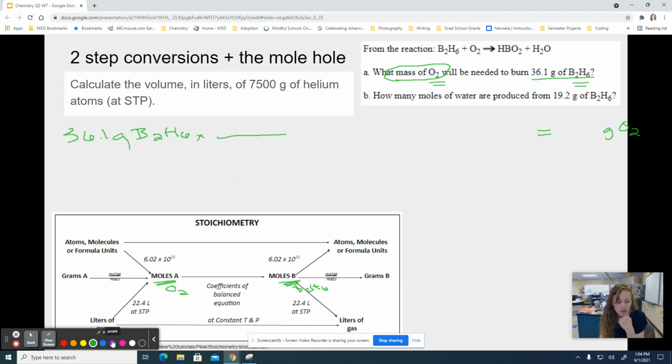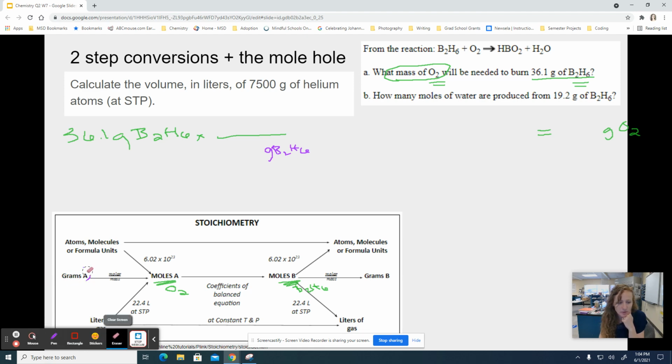Step 2 is setting this up through the units. So let's go ahead and fill in all the units here. Grams of B2H6 will go on the bottom. Now, if I'm in grams of B2H6, there's only one thing I can get to. Oops, I'm backwards. That's not grams of B2H6.